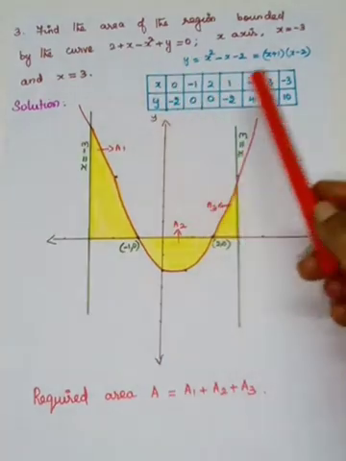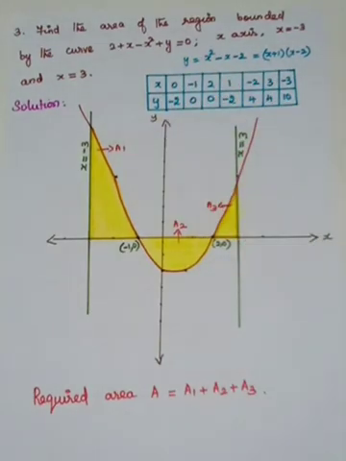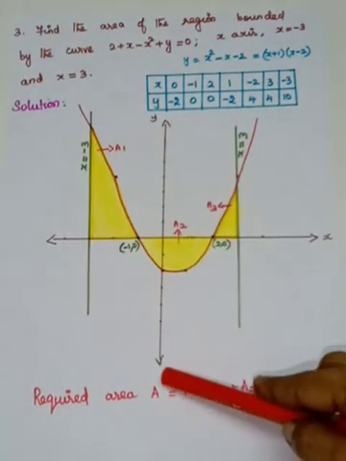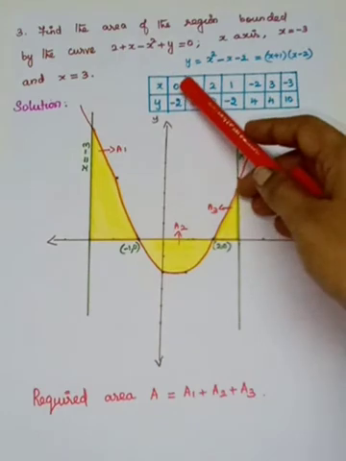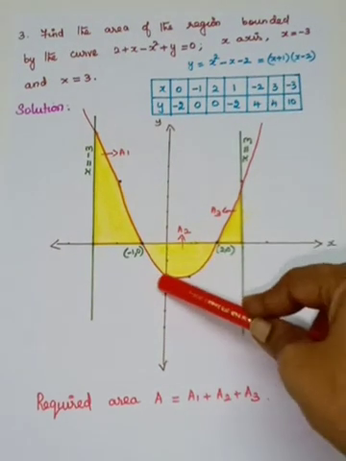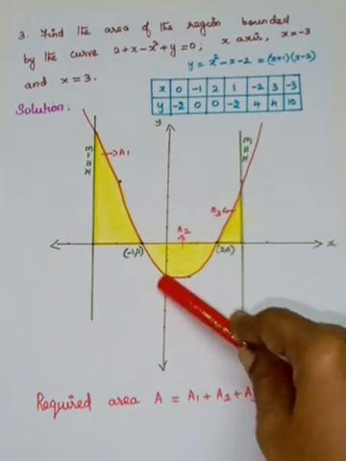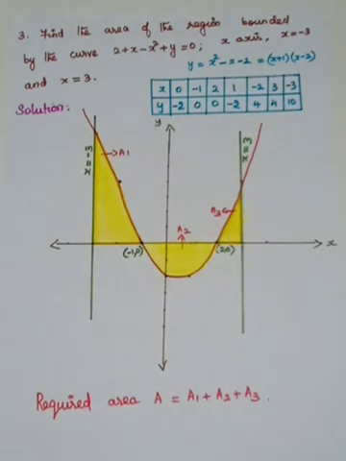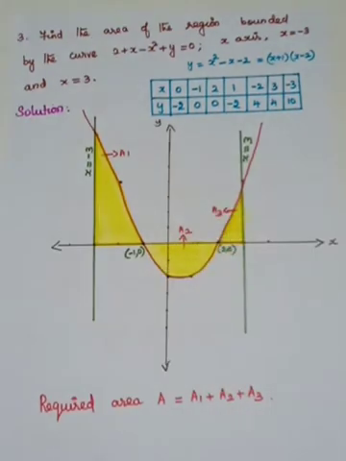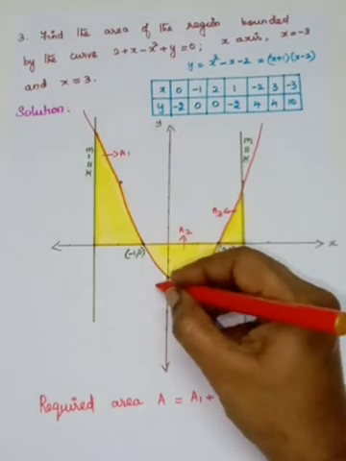Using these points, we are going to draw the diagram. First, the x-axis and y-axis are drawn. First, the point 0 comma minus 2. This is the point 0 comma minus 2. And the next one, if you want, you can mark.